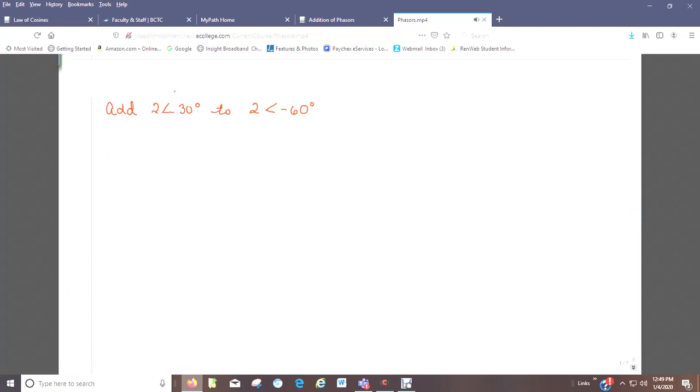Okay, we want to add the two vectors with r equal to 2 and theta equal to 30, and we want to add that to the vector with r equal to 2 and theta equal to negative 60. Now, to do this, we're going to switch over to rectangular coordinates. All right, so we need to remember some of our things about rectangular coordinates.